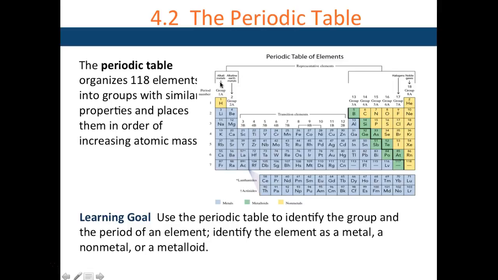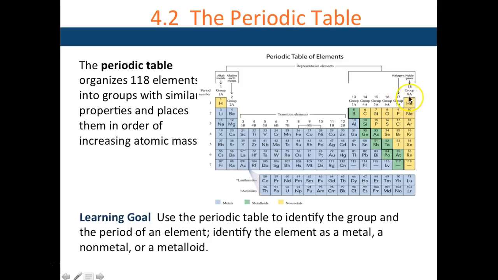So group 1A is given the name alkali metals. Group 2A is alkaline earth metals. The elements in both groups are extremely reactive metals. The group 1A, the alkali metals, being the most reactive among the metals, followed by group 2A, the alkaline earth metals. Now, some of the groups don't have any particular name associated with them.